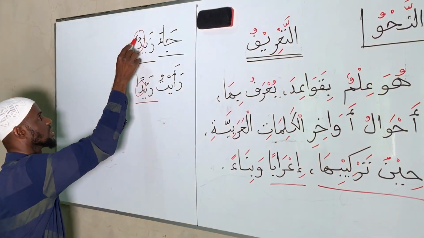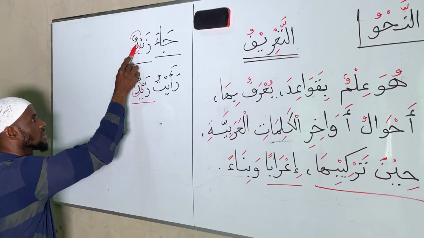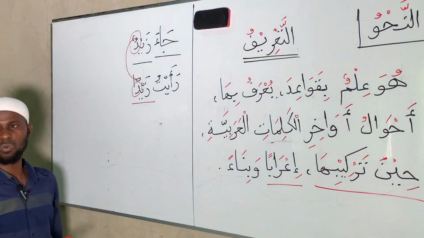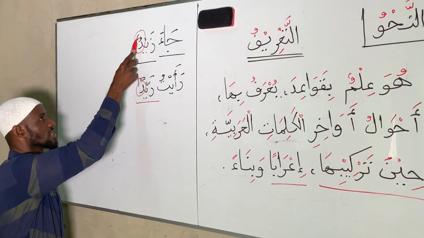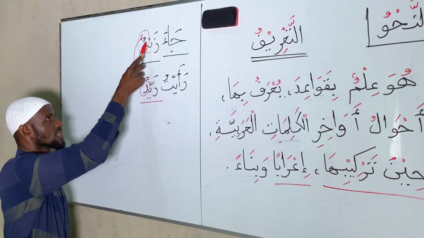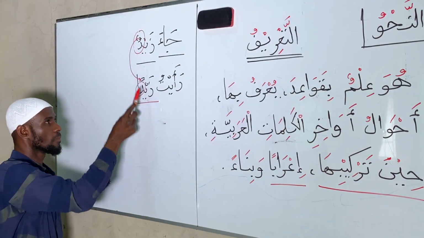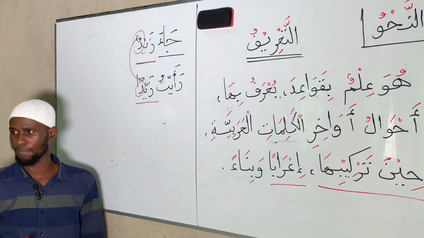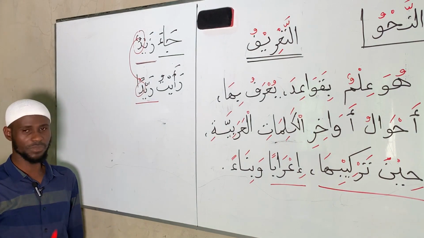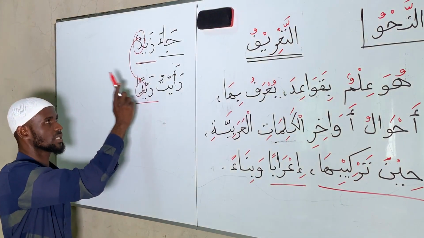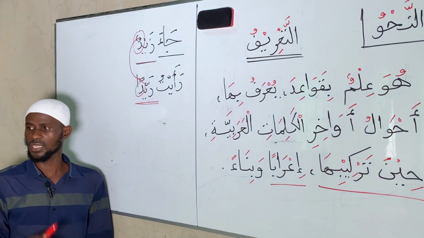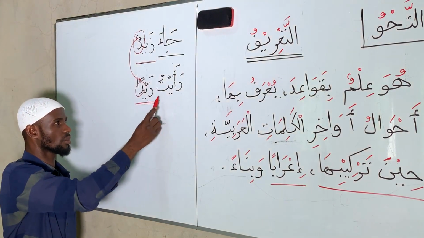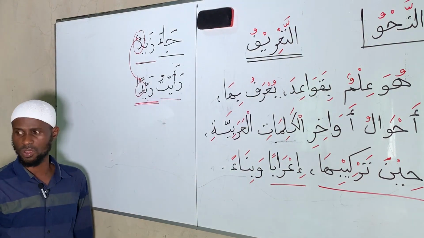So you can see that the vowel changes from Dhamma to what? To Fatha. And it's still the same word. And there's a reason the vowel is changing from Dhamma to Fatha, because Zayd is occupying a different position in the sentence. Here, Zayd is a subject. You say, Ja'a Zaydun. Zayd arrived. Here, Zayd is in the object position. I saw Ra'aytu Zaydan. I saw Zayd.